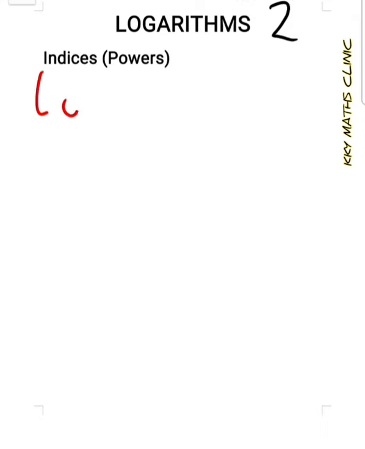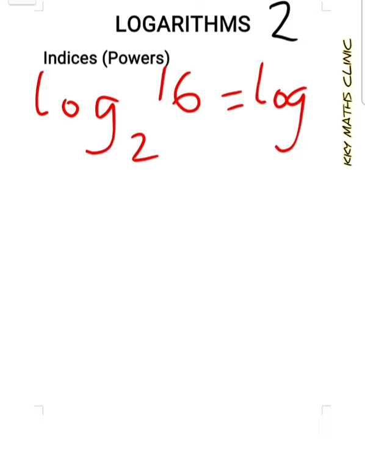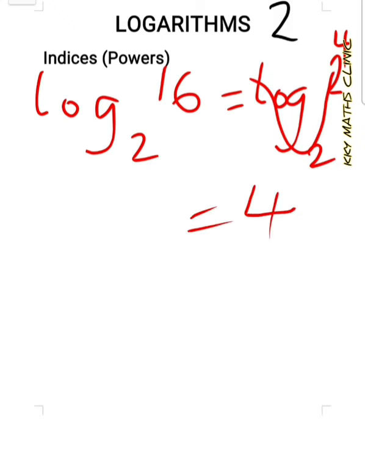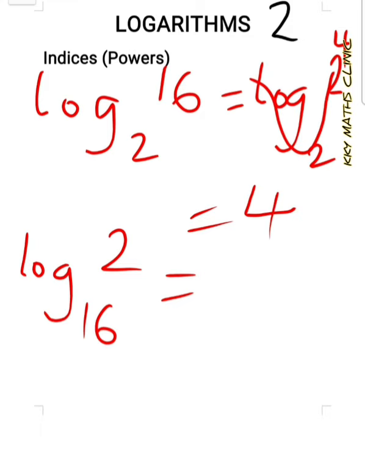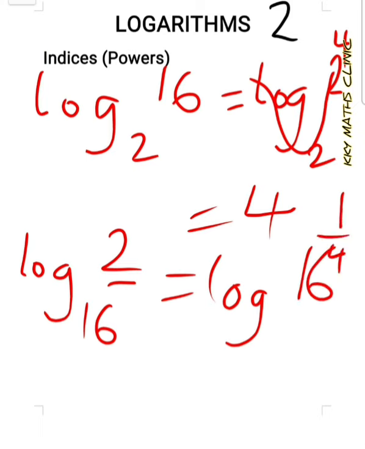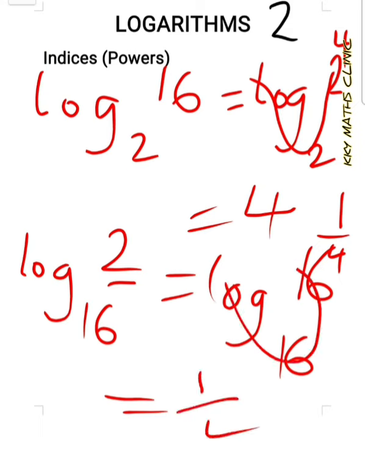Like we learned before, log 16 base 2 is the same thing as log 2 raised to the power of 4 base 2. Base and argument are the same. Power is my answer, that is 4. Now if I have log 2 base 16, the argument has to be a power of the base. So I have log 16 raised to the power of 1 over 4 base 16. Base and argument are the same. The power is my answer, 1 over 4.